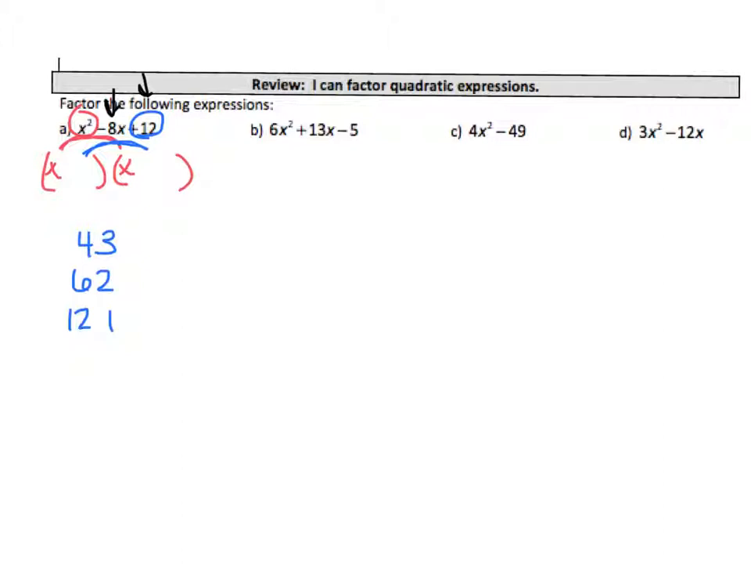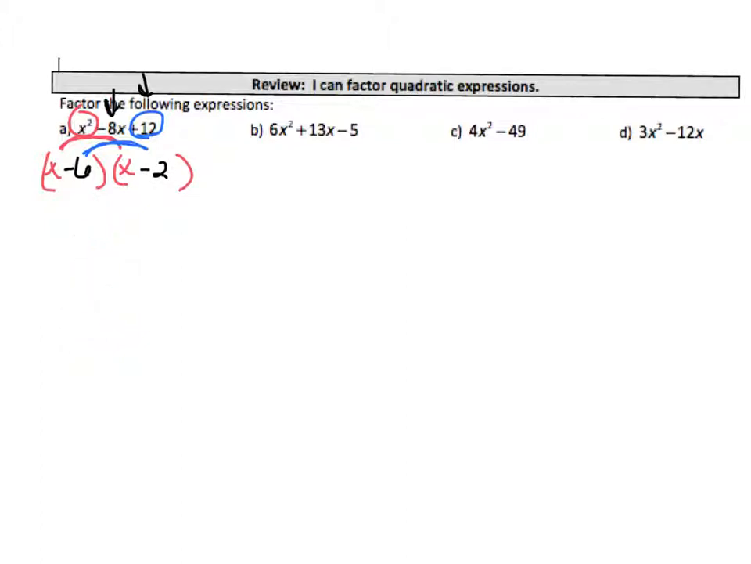What I want to look at is this term here in the middle, this negative 8x, and I have a positive 12 that I want to make, which means both of these have to be negative, because a negative times a negative is a positive, and when I add two negative numbers together, I'm going to get a negative. So if I look at my possibilities, negative 6 and negative 2, when I add those two together, they equal the middle number of negative 8.